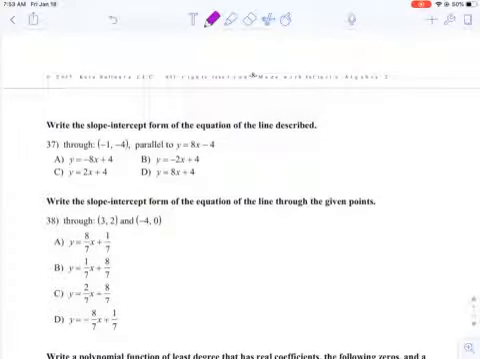Right, it's looking for slope-intercept form, which is y equals mx plus b, and the line described. So that doesn't mean you start with that. You don't have to start with that. You can actually end with that form.